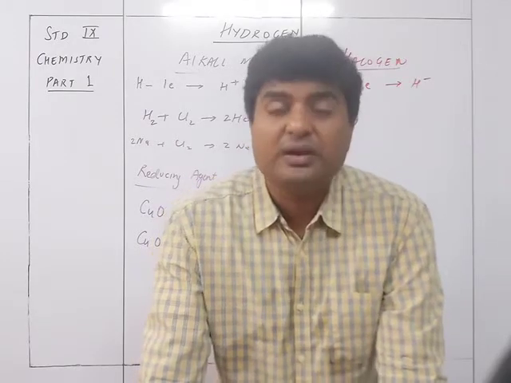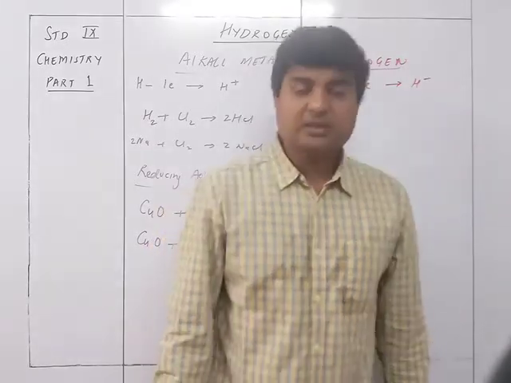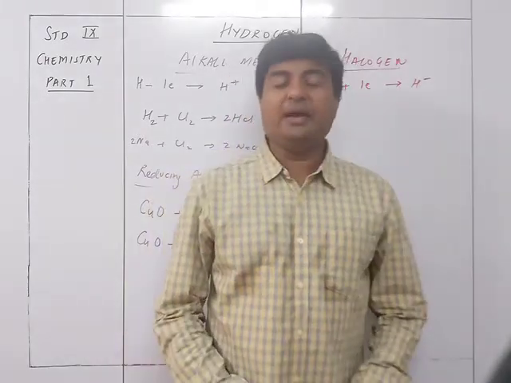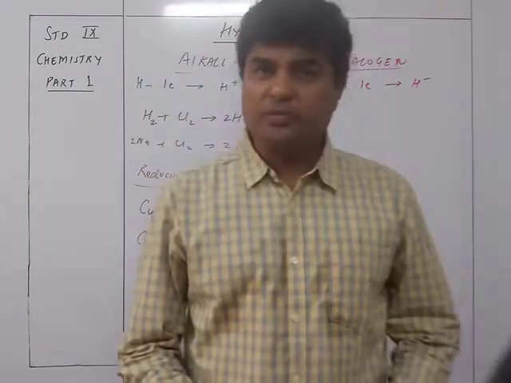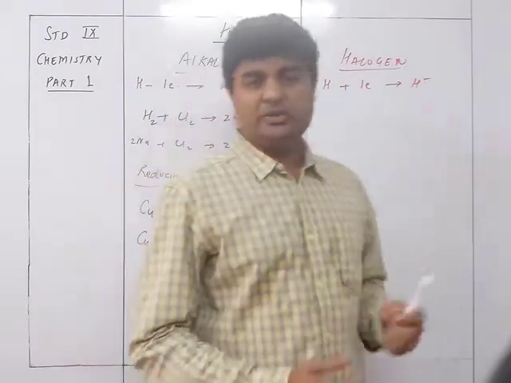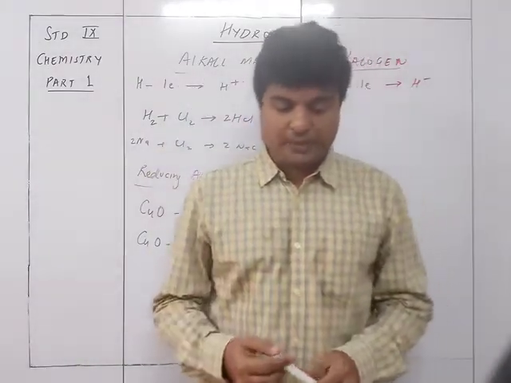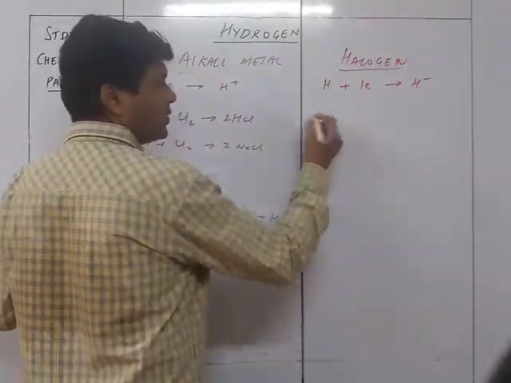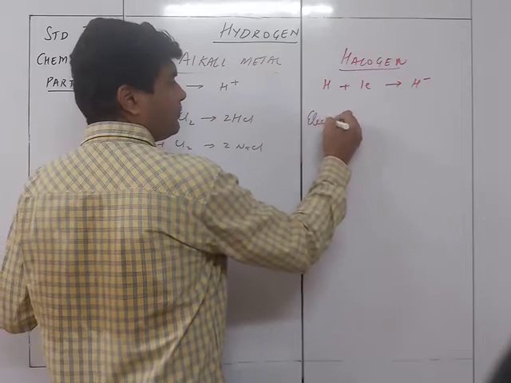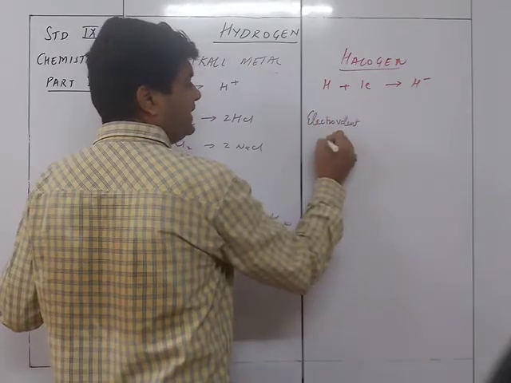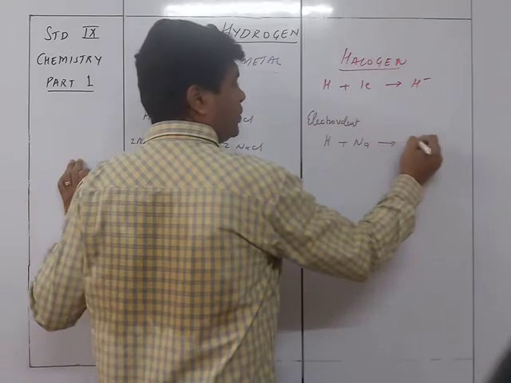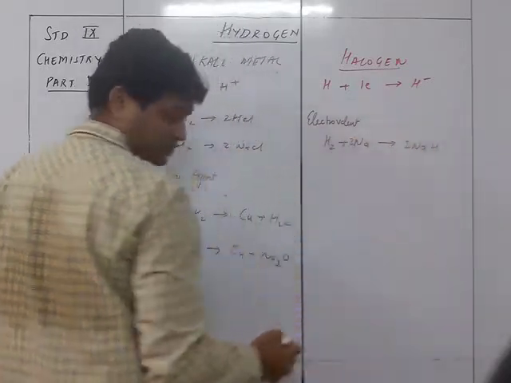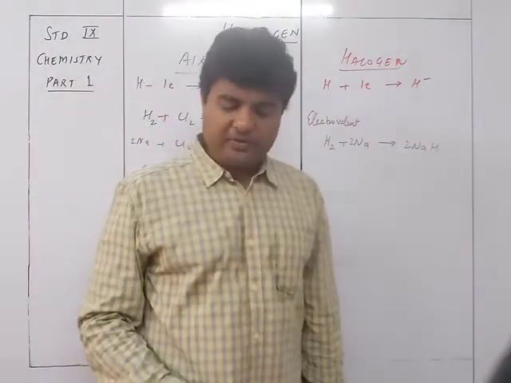Normally we will find that hydrogen can form an electrovalent bond as well as a covalent bond, similar to the halogens. Electrovalent bond-wise, you know that H plus Na is going to give you NaH. So H2 plus 2Na gives 2NaH. This is going to be the formation here.